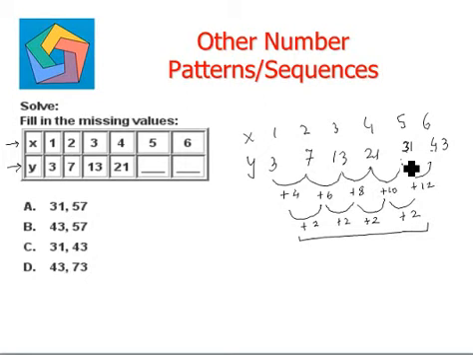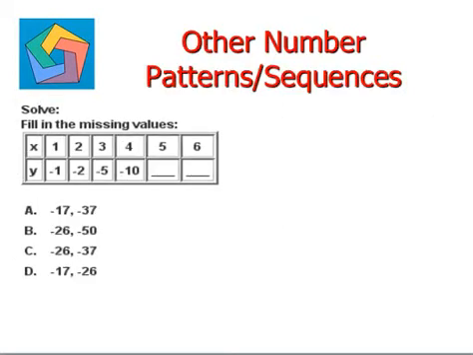So 31 and 43 are the next two numbers in the pattern, so we say 31 and 43 are the missing values. This can be seen in option C. For better understanding of the concept, let's look at the next question.